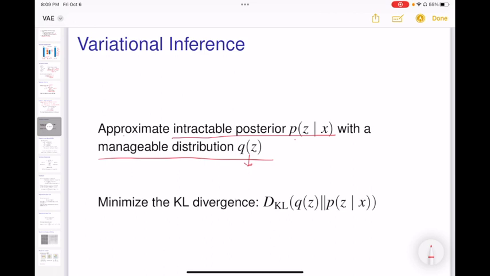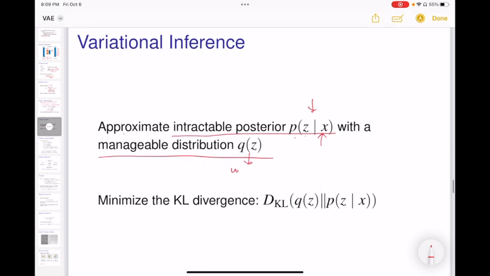So what we're trying to do is approximate the intractable posterior, which was dependent on the input. This posterior had Z conditioned on the input variable. We will find an unconditional distribution over the latent code as an approximation for the intractable posterior, right? So the posterior is approximated by this manageable distribution, which is unconditional over the latent code.